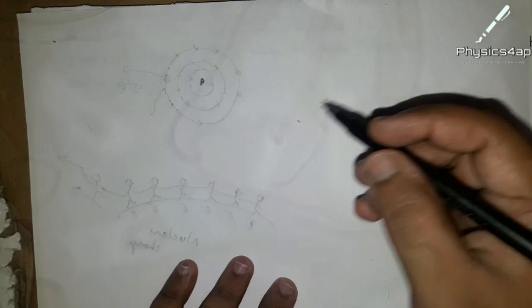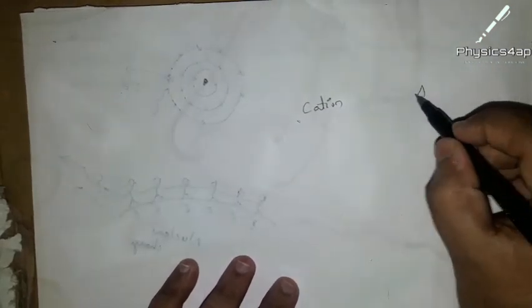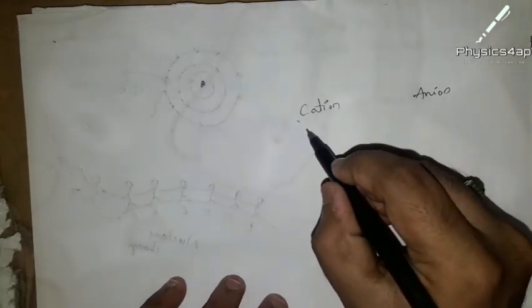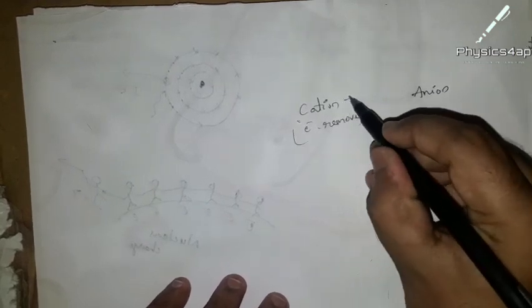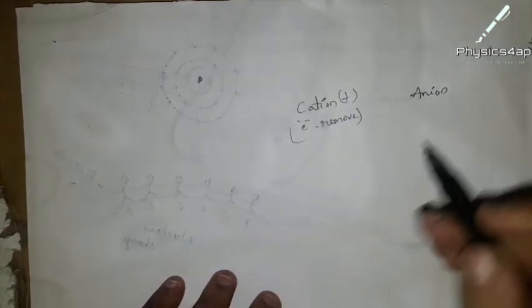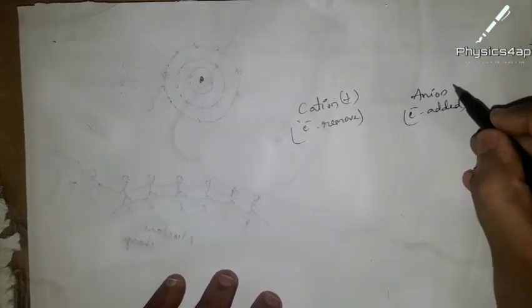As I told you, we get a cation and an anion by the removal or addition of electrons. When electrons are removed, we call it a cation, which has a positive symbol, and when electrons are added, we call it negative, that is, an anion.